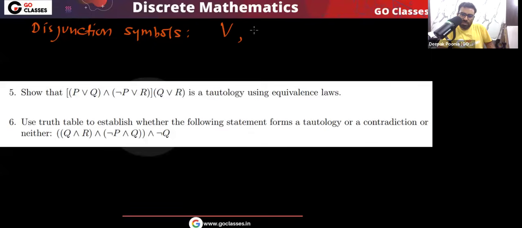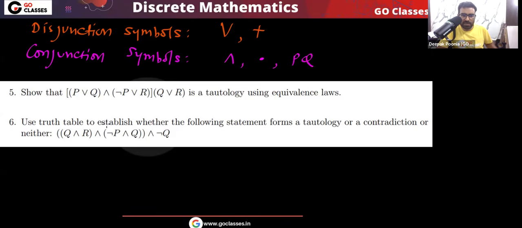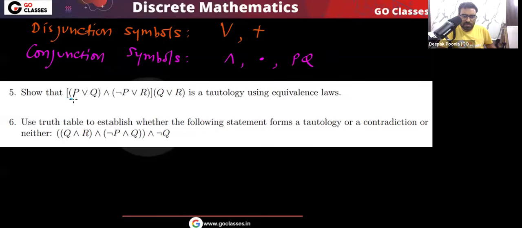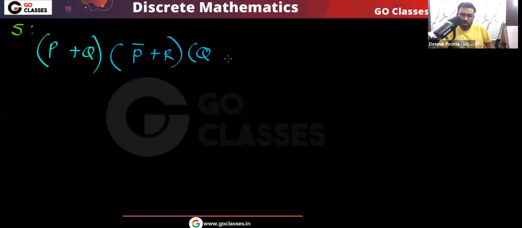These you can write like this or like this. Both are the same, so you can see P or Q. And what about the conjunction symbols? Conjunction symbols are either like this symbol, or this symbol, or you can simply write it as PQ. So I can say it will be (P or Q) and (negation P or R) and (Q or R).